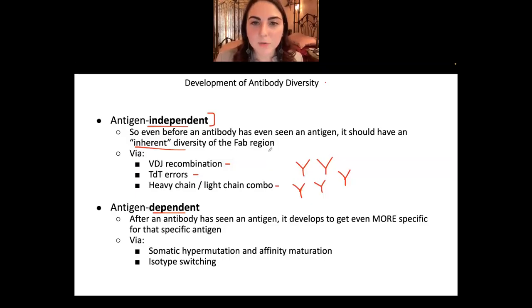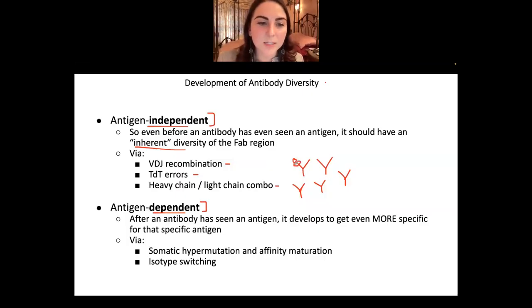And then once you've made your antibody, you put it on the surface of a B cell, and you let the B cell go to the peripheral blood to find some pathogens. Then you have an antigen dependent process. Once these receptors bind to antigen, a different process occurs that makes this antibody even more diverse. And that's where you get more of your lock and key.